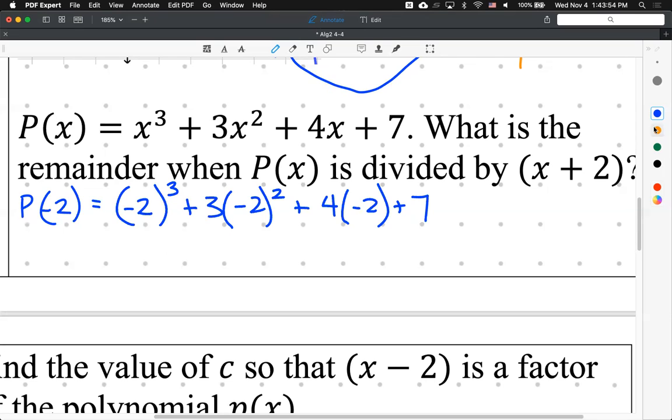I need to simplify this. Who wants to help? I'll have you go until you can't go anymore. Do I have anyone new? Sergio, you want to take a shot at it? What's -2 to the power of 3? Close. It is negative because negative times a negative times a negative is a negative. It's -8. Perfect. You want to keep going or give it to someone else?